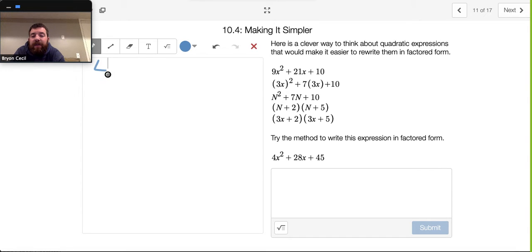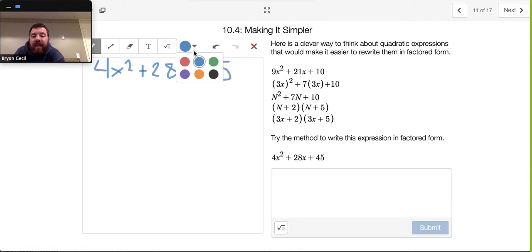Okay, so I got 4x squared. No, it's a terrible 2, sorry. 2x squared plus 28x. I like how I think that 2's better. Plus 45. Okay, so here's where I'm at now, guys.